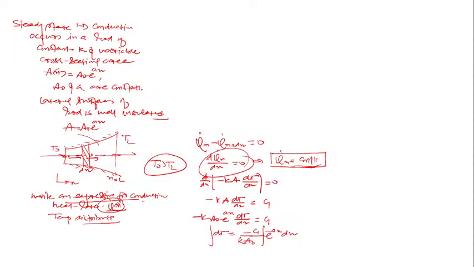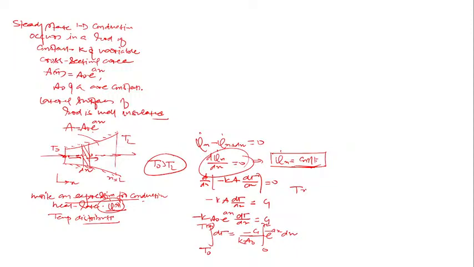The simple mathematics is there, na? At x equal to 0, what temperature is there? T naught. At any given x, temperature is T as a function of x. So from this, obviously you will get the temperature distribution, yes or no? Tell me please.